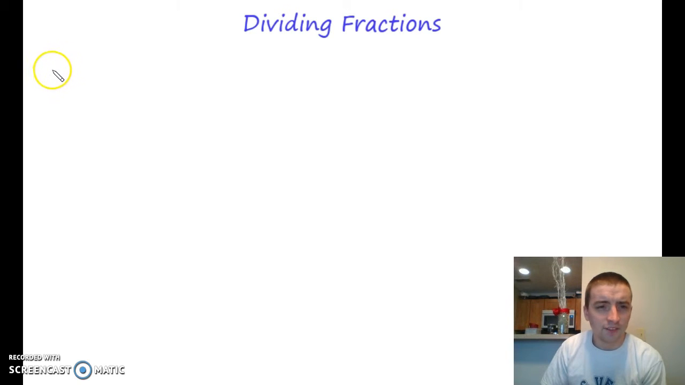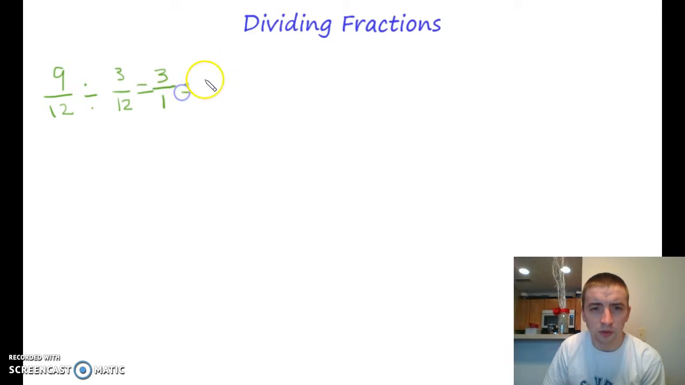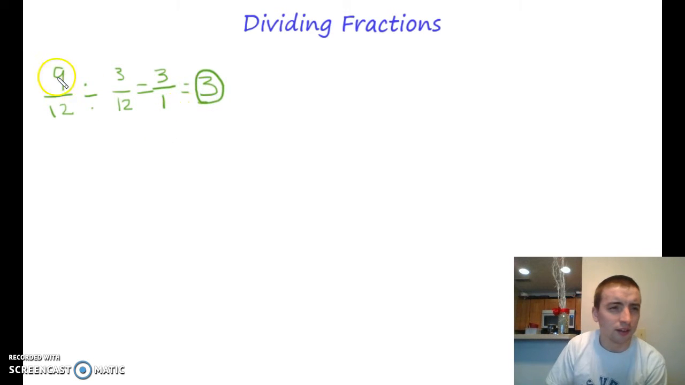Alright, so first I have the fraction 9/12 divided by 3/12. Okay. My denominators are the same, so I can just divide. 9 divided by 3 is 3, and then 12 divided by 12 is 1, so 3 over 1 is just 3, so my answer is 3. Okay, so if I have a common denominator, I can just divide across and be good.